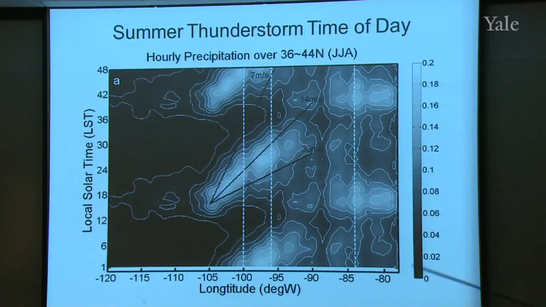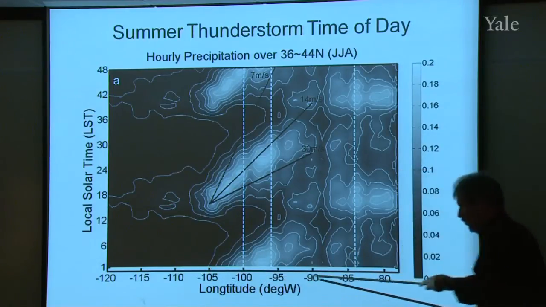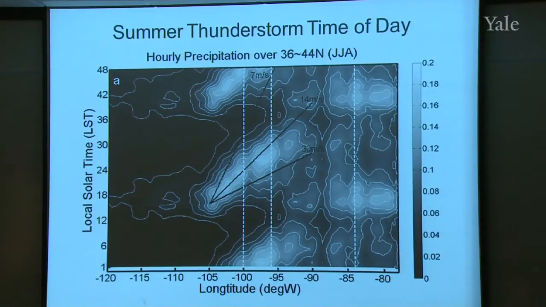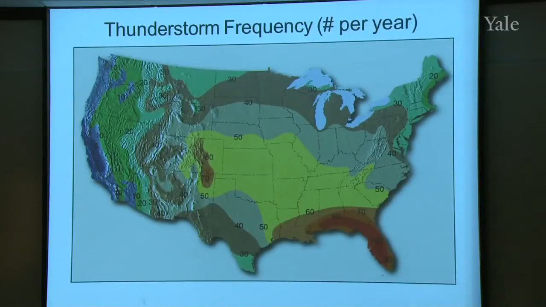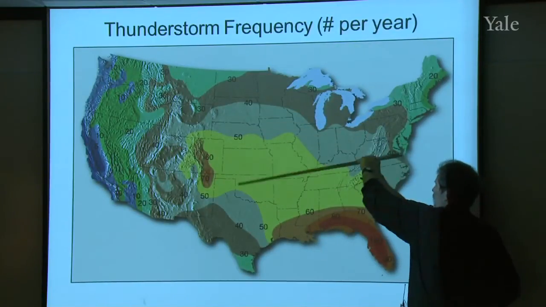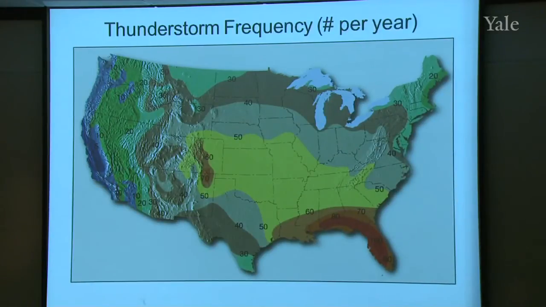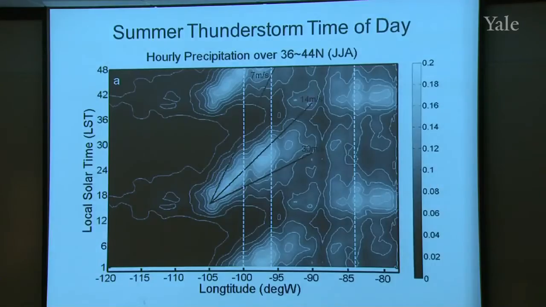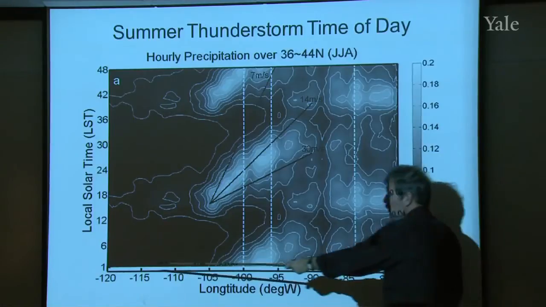It's going to take a minute just to figure out what in the heck is plotted here. But on this axis is longitude, so it's distance east-west, basically through a region something like this. So it's a distance east-west in a latitude belt, something like that. And on this axis is the local solar time.